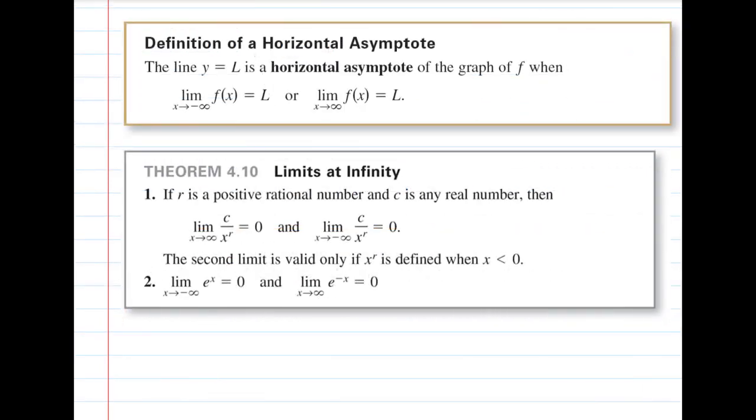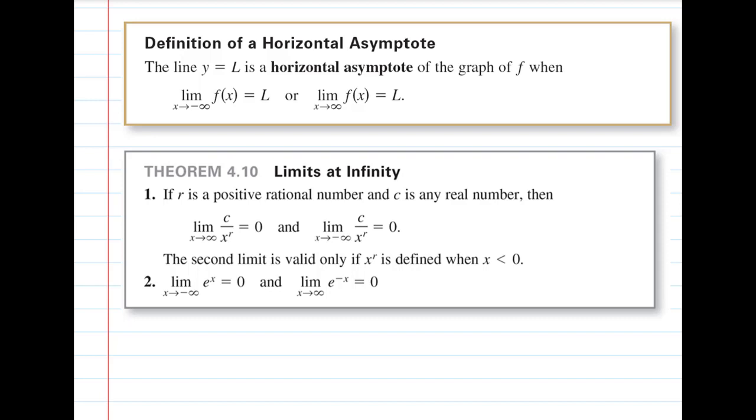All right, so here we have a theorem for limits at infinity, and these are limits that we'll use all the time when evaluating limits at infinity. Every time you have a limit where you have a constant on the numerator and a power function of some x raised to some power, if you take the limit of an expression like that as x goes to infinity or negative infinity, that's always going to be equal to 0. The second limit is valid only if x to the r is defined when x is less than 0.